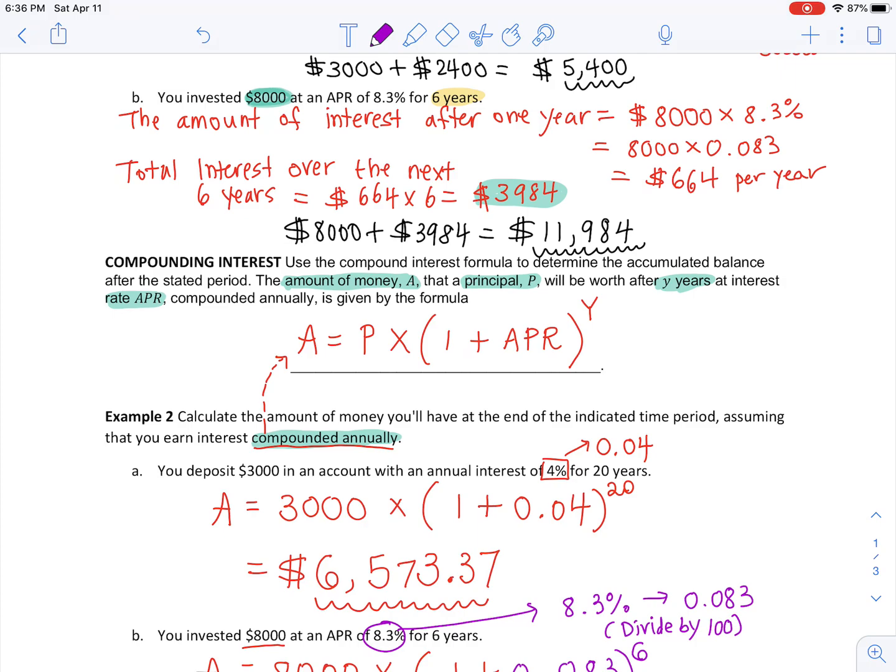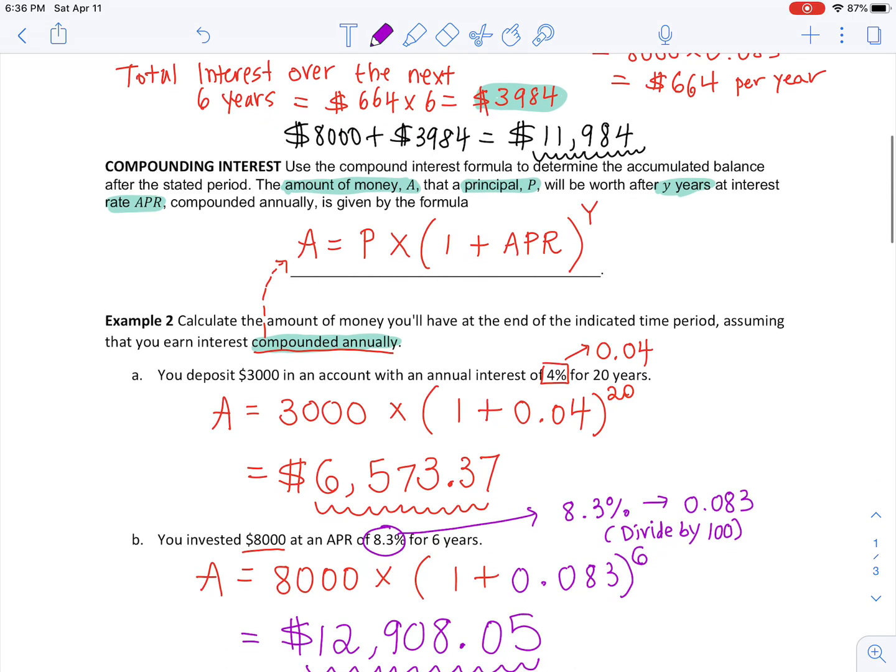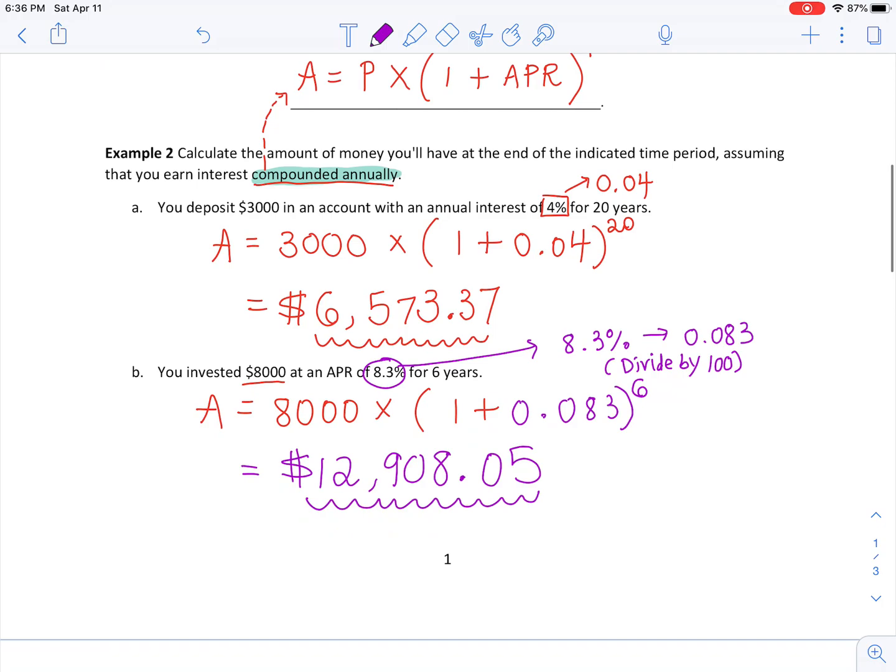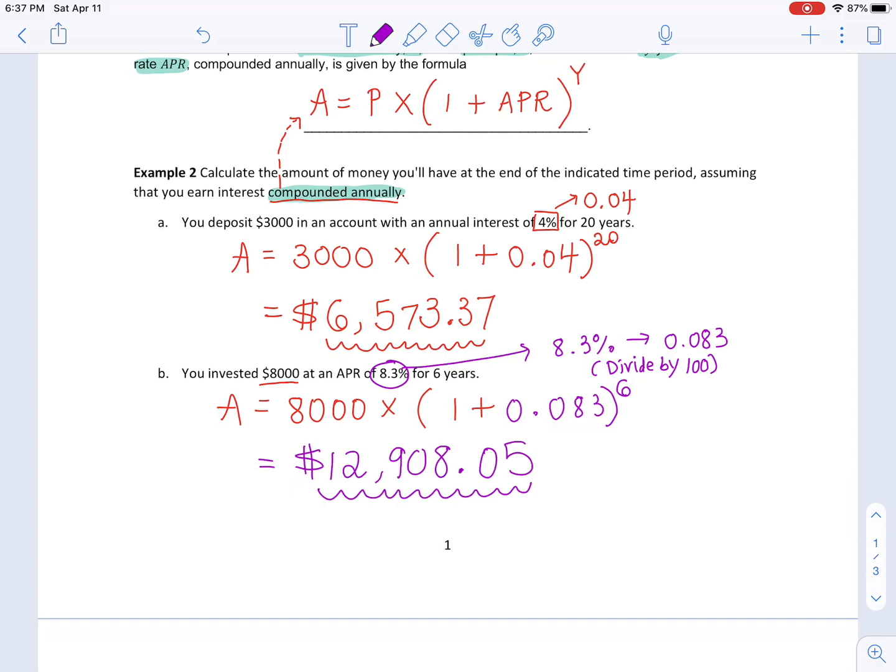Notice, guys, here's a good thing. We did the same exact problem in example 1B. We invested $8,000 at an APR of 8.3% for 6 years. When we used the simple interest rule, the amount we got was less than $12,000. But if the interest was compounded annually, it was over $12,000, close to $13,000. So the more frequent the compounding, the more interest you gain and the more money you walk away with at the end of the investment period.